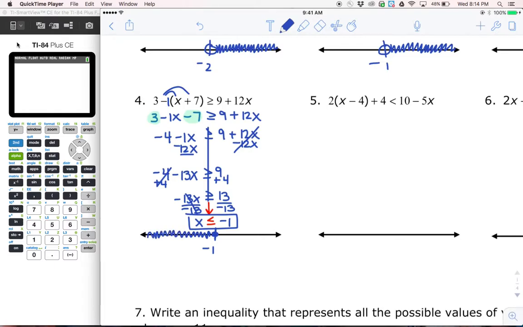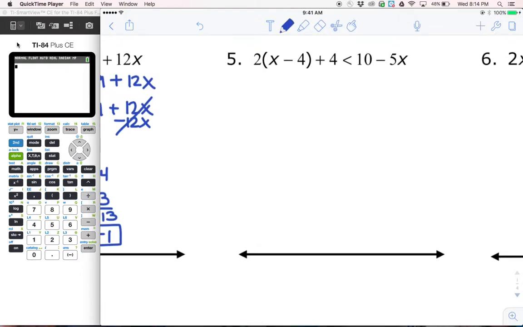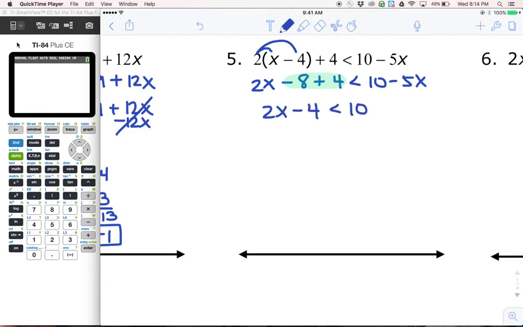Problem 5. All right, again, we've got parentheses to deal with. Let's deal with those first. So we've got 2 times x, which is 2x, and 2 times negative 4, which is negative 8. We're going to add 4. It's less than 10 minus 5x. All right, let's combine our like terms, which in this case is, let's see, I'm going to get negative 8 plus 4, which is negative 4, less than 10 minus 5x.